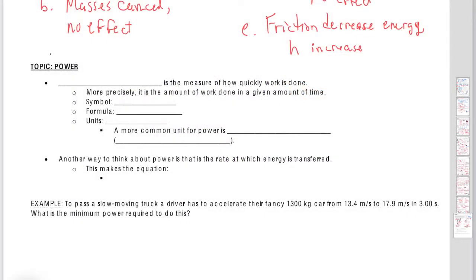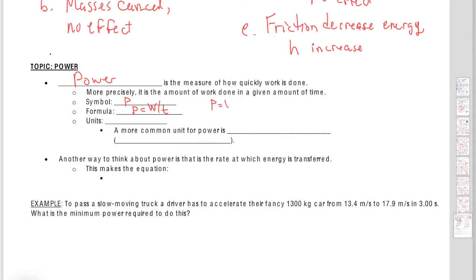Alright, in this last video for Unit 4, we're going to just take a brief little look at this concept of power. So, power is the measure of how quickly work is done. Another way to think about it is that it's the amount of work done in a given time. So it's the rate at which work is done. And so the symbol is P. The formula is just simply work over time.